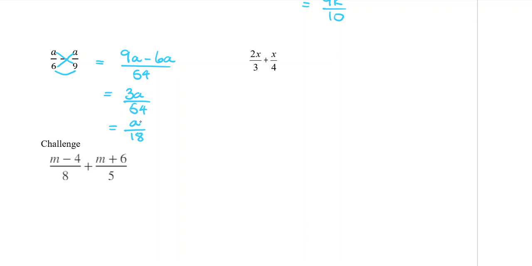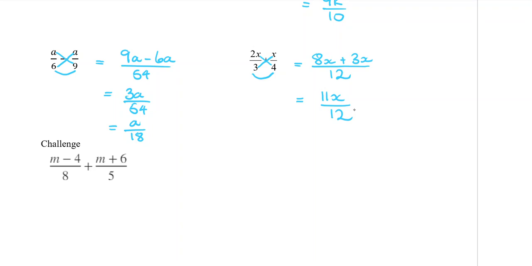Okay, and one more of these ones. 3 times 4 is 12. Then doing the diagonals, we're going to do 2x times 4. 2 times 4 is 8x plus 3 times x is 3x. Add them together. 8 plus 3 makes 11x over 12.